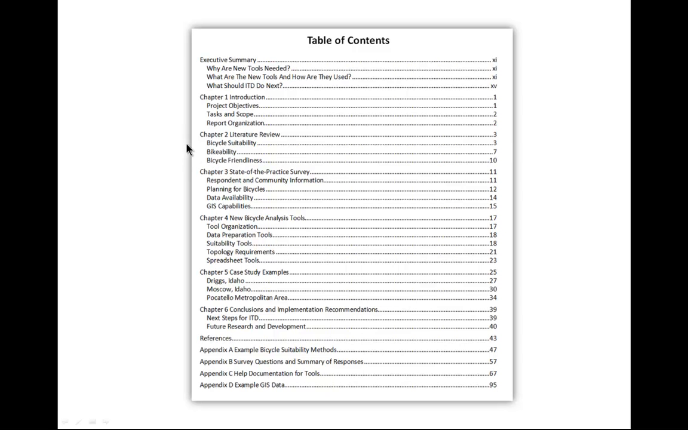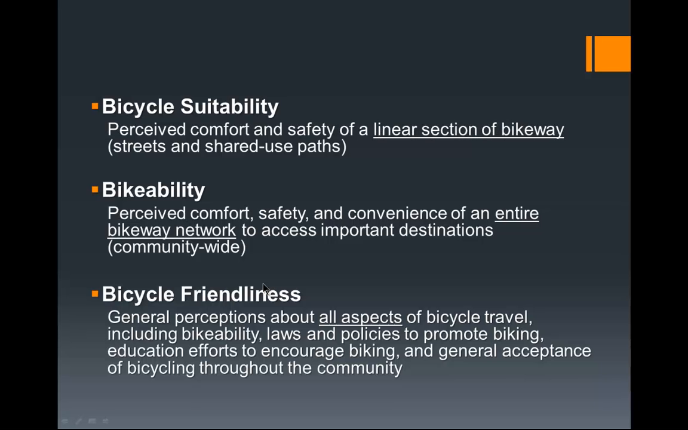Chapter 2 covers the literature review, discusses bicycle suitability, bikeability, and bicycle friendliness, reviewing the literature over the last 2 decades dealing with these assessments. Chapter 3 discusses the results from a survey that we conducted. We sent an electronic survey to communities across Idaho to find out about data availability and GIS capabilities. Chapters 4 and 5 go over and explain the tools. Chapter 5 uses some example data, which I'll be using today in this video. Let me begin with some of those definitions.